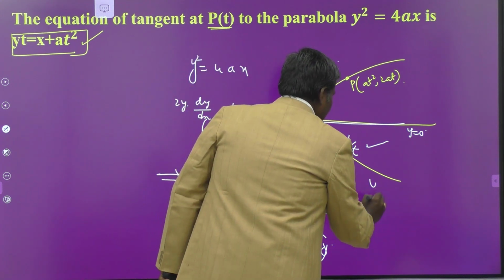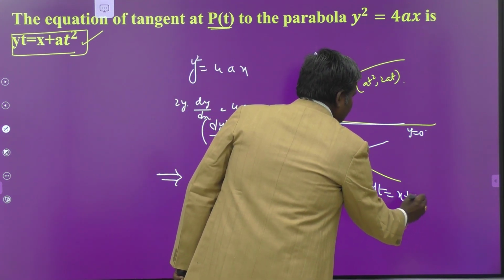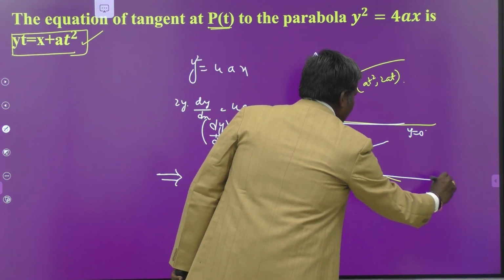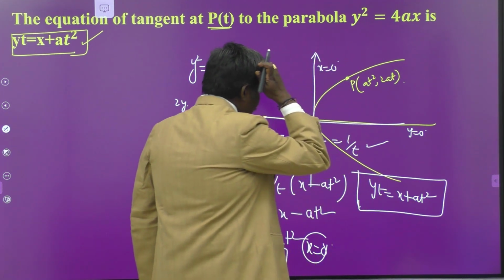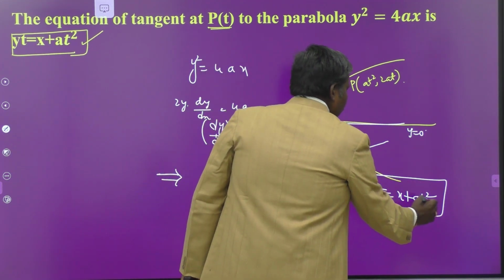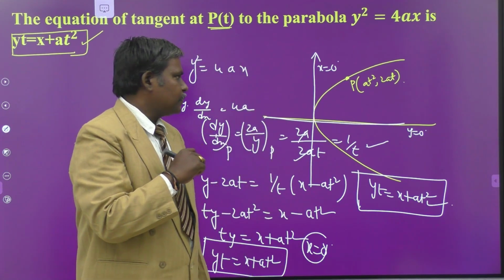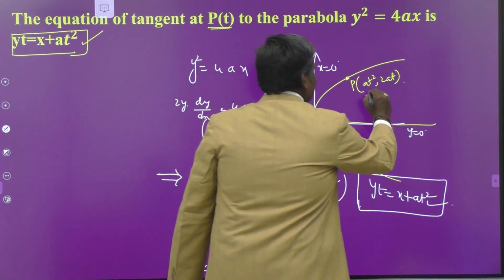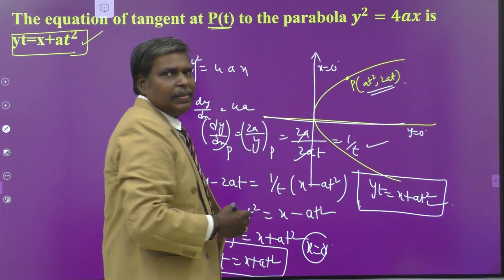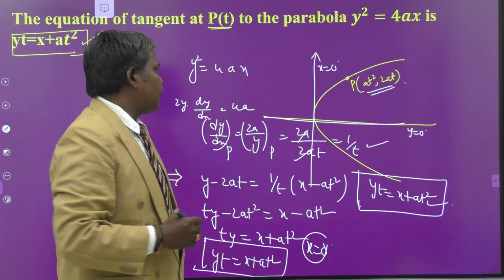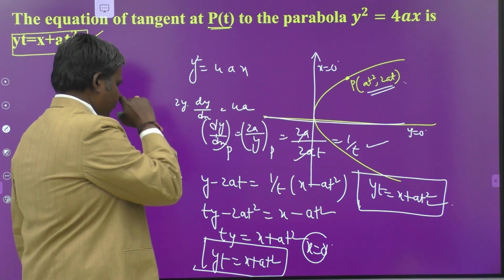So yt = x + at² for all values of t is tangent to the parabola. The point of contact is what now? My dears, (at², 2at). Next.